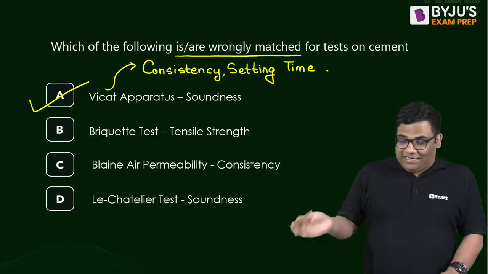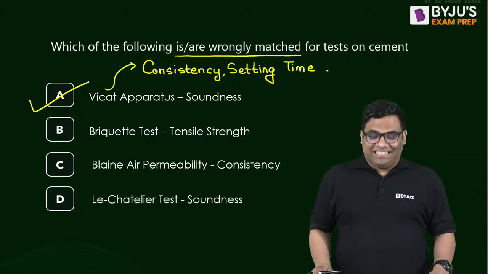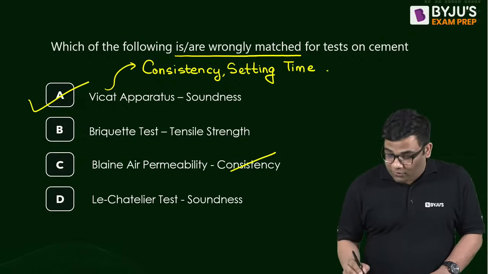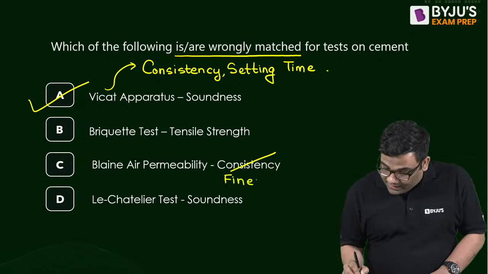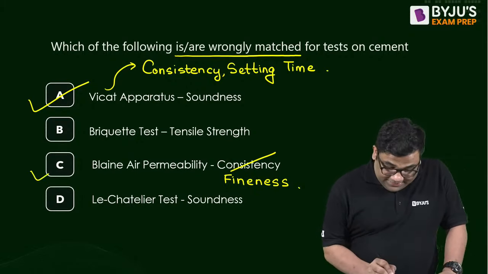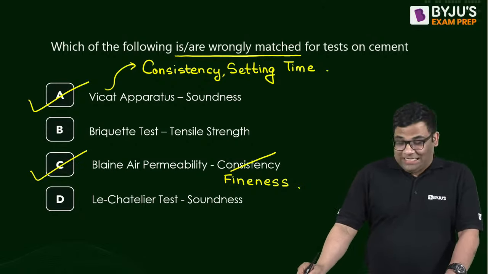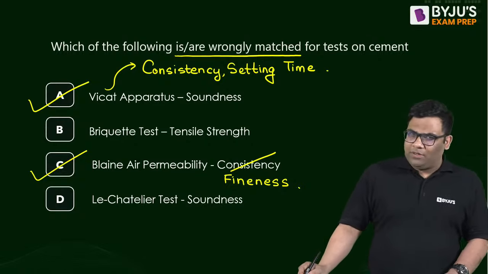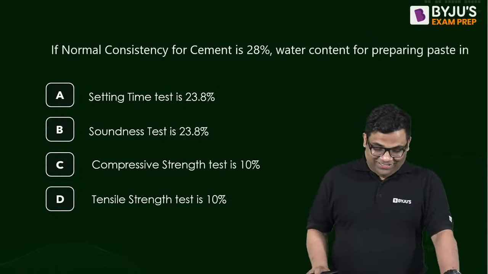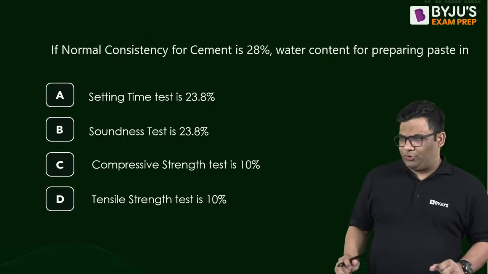Now, the briquette test is actually conducted for tensile strength, so it is rightly matched and therefore not the right answer. Then the Blaine permeability test, we use it for finding the fineness of cement. Therefore your C is wrongly matched, and so it is the right answer. And Le Chatelier's test is used for soundness, so this is rightly matched, a wrong answer. Understood? Very good. Now this is a good question.